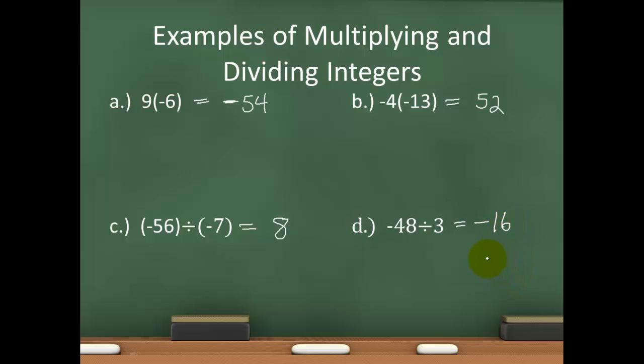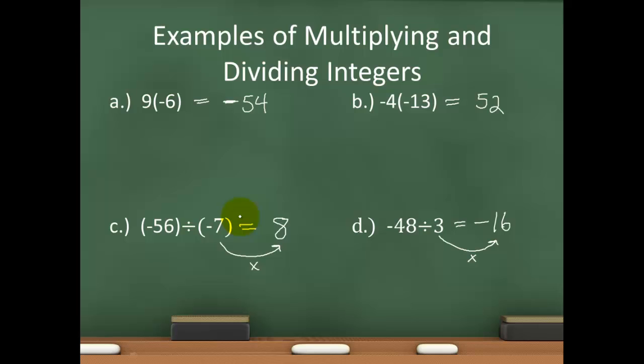With multiplication and division, there is always a way to check yourself. Since this is negative 48 divided by 3, notice that if I multiply the 3 and the negative 16, my result is that negative 48 there. Same thing happens here. Since I've got negative 56 divided by negative 7 equals 8, if I multiply the negative 7 and the 8, I do get the negative 56. So that's one way to check yourself.